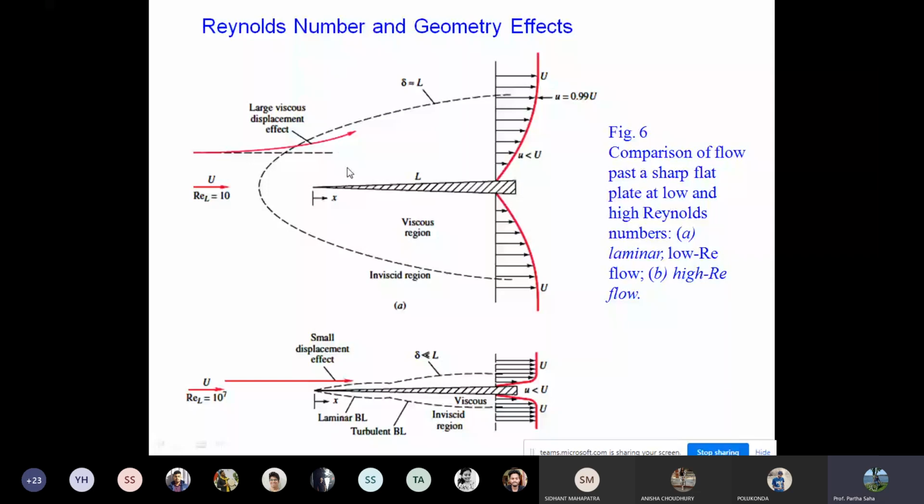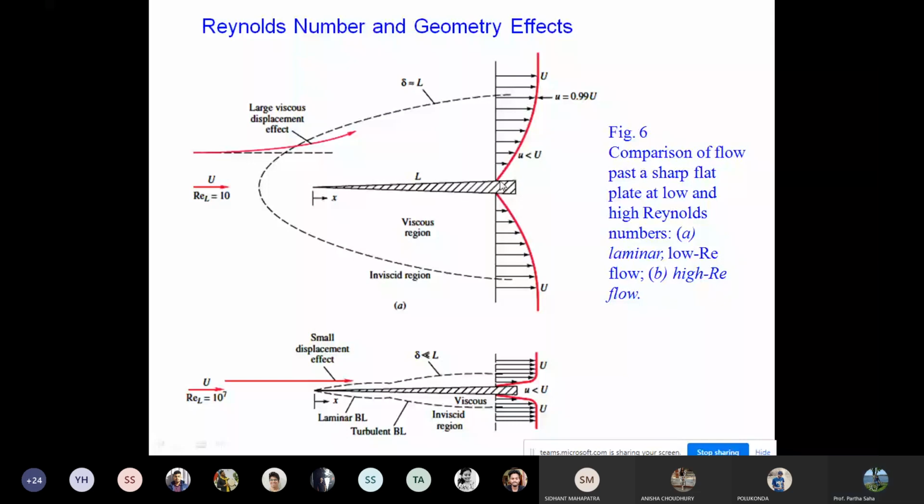The viscous effect is within this dotted region, and this is given by delta equal to L. Delta is the boundary layer thickness. So this imaginary line tells us about the boundary layer thickness, demarcating the viscous region and the non-viscous or inviscid region. If you plot the velocity profile, you can see it reaching 99% of the free stream velocity at this position. That will be my boundary layer thickness. Near the wall or flat plate, the velocity is completely 0, but it gradually increases.